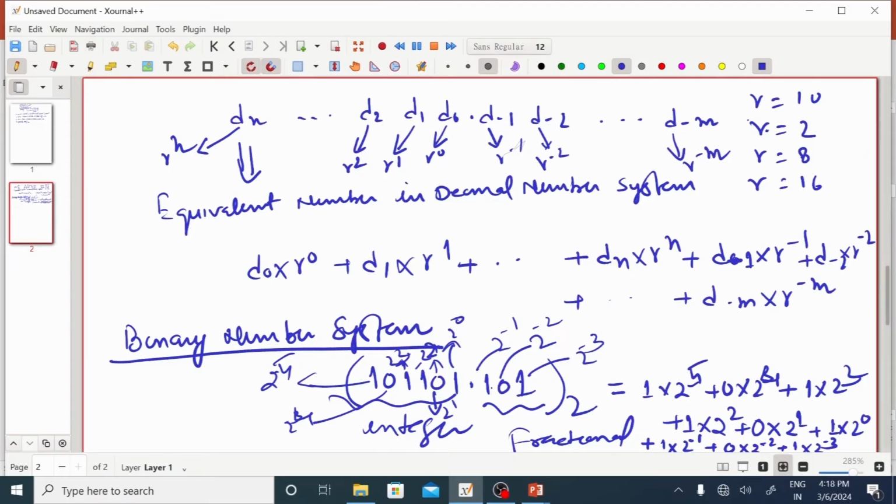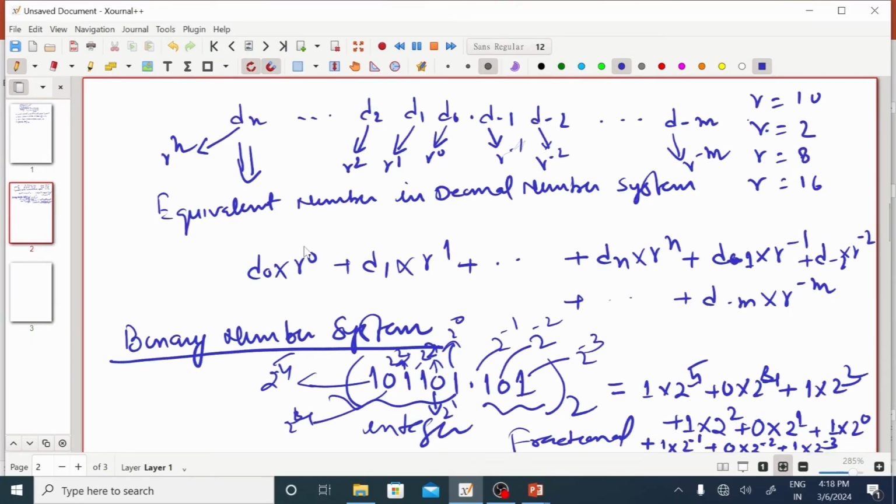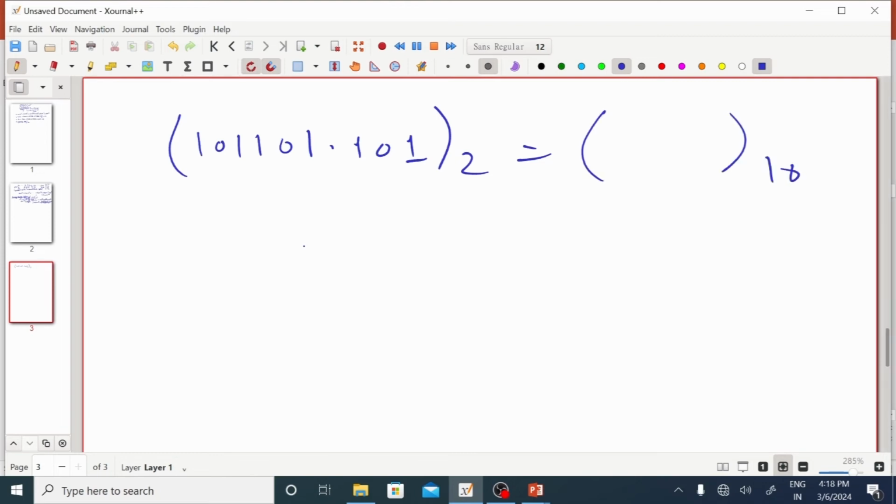So this is equal to simply 101101.101, which is in base 2. We will find an equivalent number in base 10.